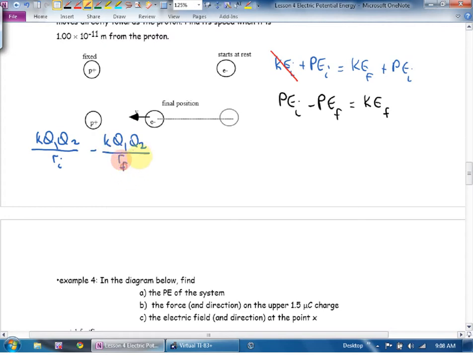And apparently that's going to equal 0.5 mv final squared. What do they want us to find? v final. Let's see. Do I know k? Yeah. Do I know q1? Yep. Do I know q2? Yep. Do I know my initial radius? Yep. Oh, do I know the mass of what's moving? It's an electron.